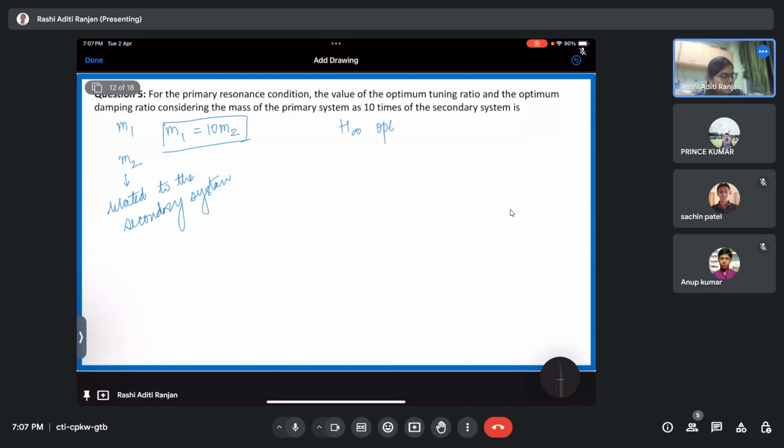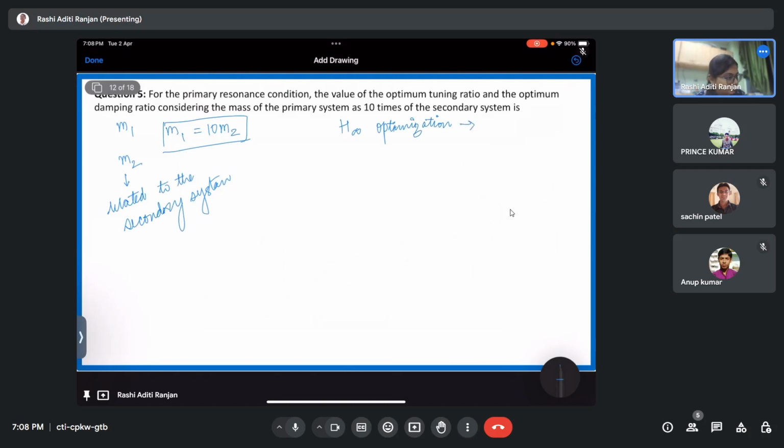So for the H infinity optimization, if you remember, what does it do? It actually optimizes the value of my tuning ratio, which is also my control parameter, and my damping ratio. So it optimizes both these values in order to get the minimum amplitude at the resonance condition.